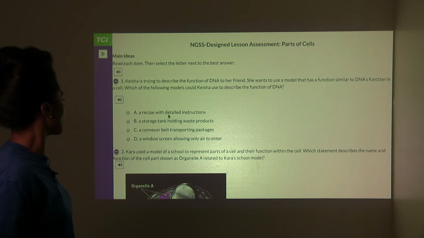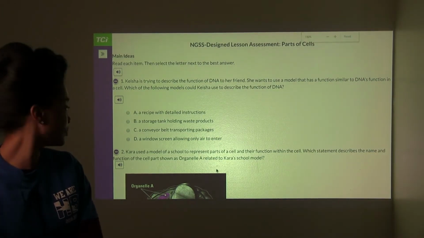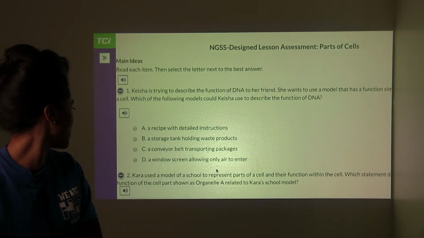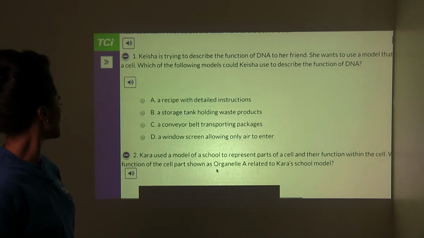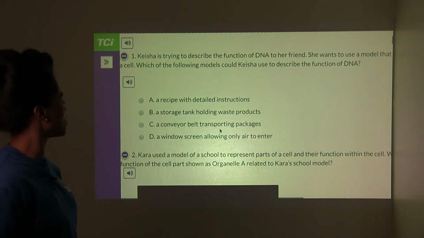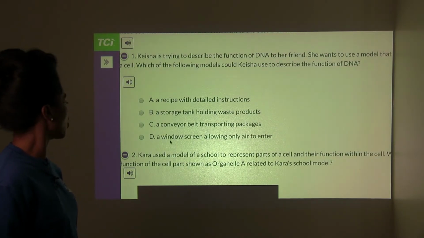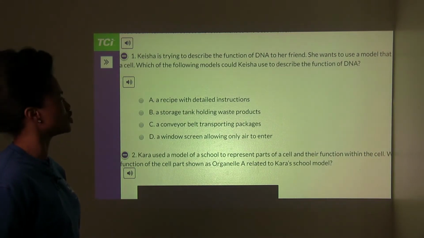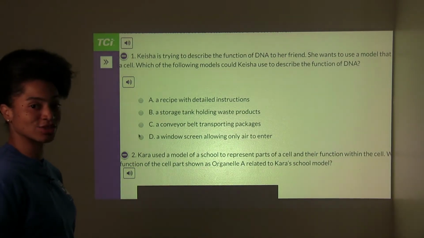A. A recipe with detailed instructions. B. A storage tank holding waste products. C. A conveyor belt transporting packages. Or D. A window screen allowing only air to enter. Which one of these could Keisha use to describe the function of DNA? Give you a few seconds to think about it, and then I'll share the answer with you.